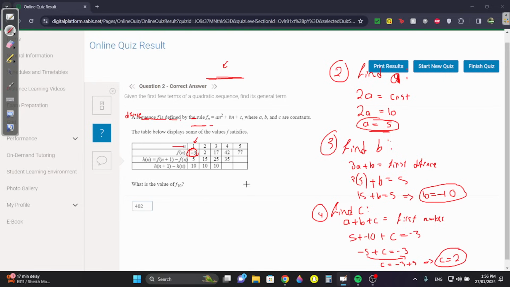So what will my equation be? Let's plug it in. an squared. So an squared, we said a is 5, so 5n squared plus bn, so negative 10n plus c, which is 2. Can we find f of 10 now? Yes, we can. So we substitute n with 10. 5 times 10 squared minus 10 times 10 plus 2, and you get 402.